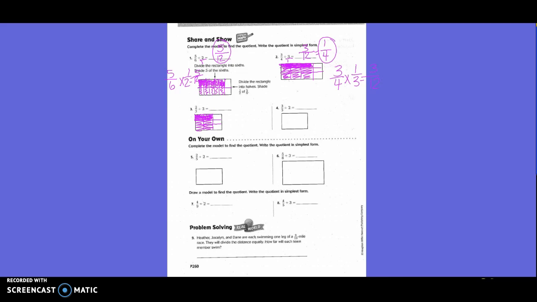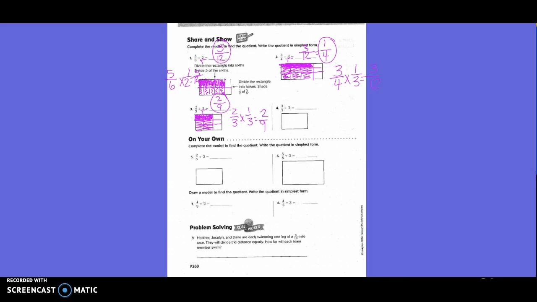So how many total pieces do I have? 9. How many do I have colored in twice? 2. Can I simplify that? No. And then I'm going to do my multiplication problem, right? So this is really 3 over 1. So 2/3 times, what's my inverse? 1/3 equals 2/9. So do those match up?